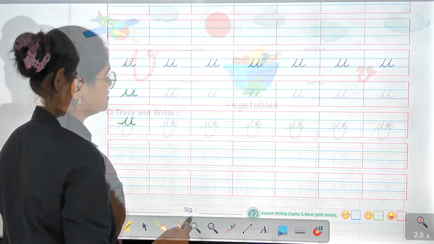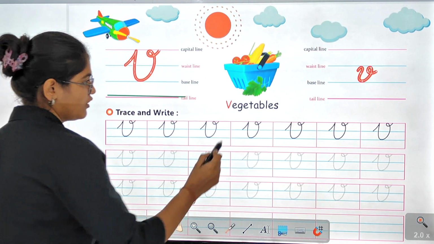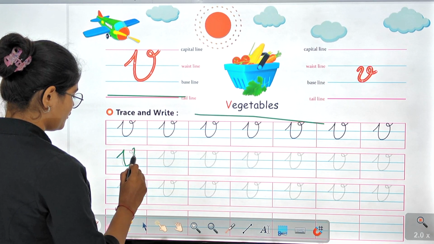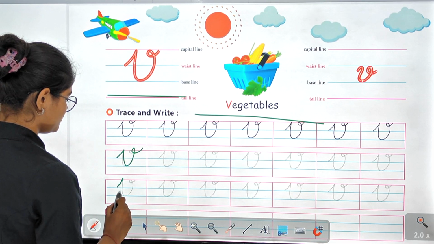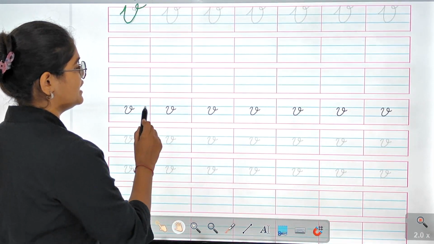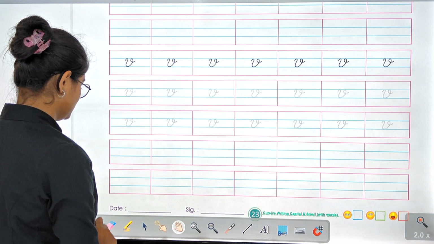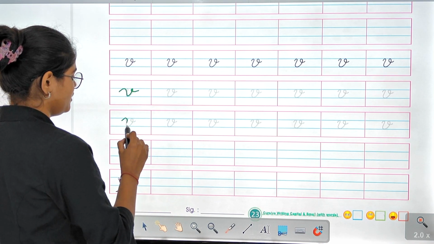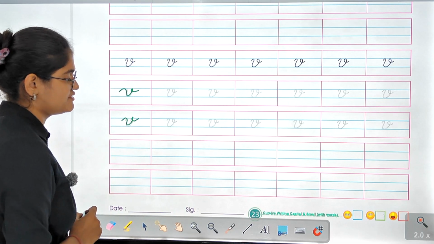Next, V. V for vegetables. So, let's make V. V for vegetables. After that, V for vegetables.